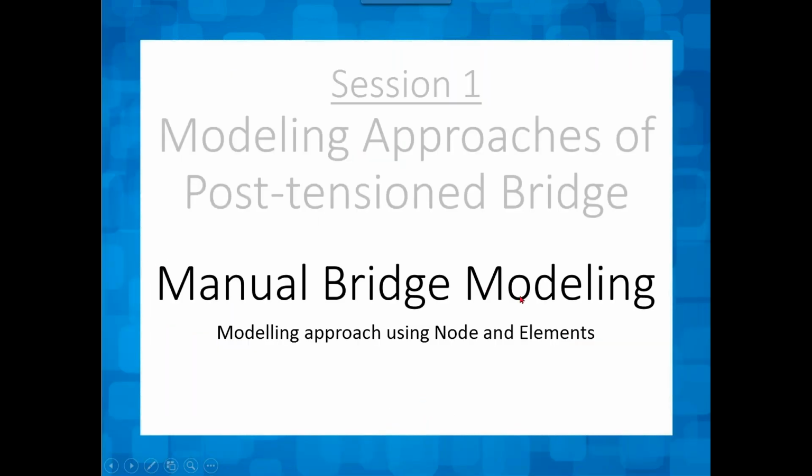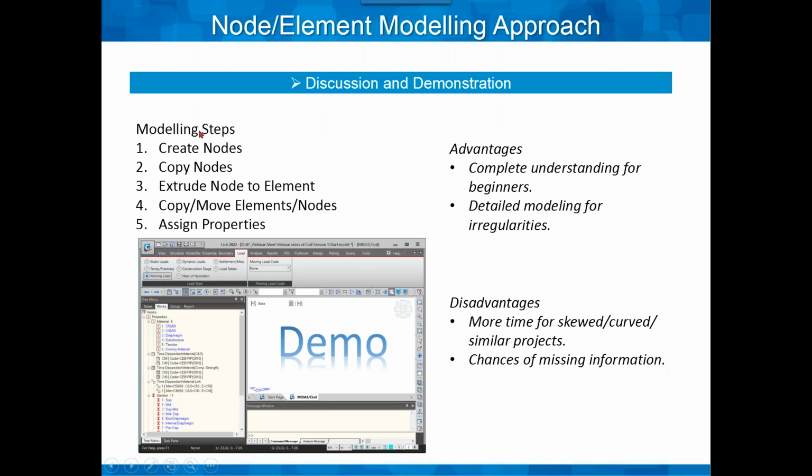Let us start with the modeling with the help of the manual modeling approach using nodes and elements. The steps would include creating nodes, copying the nodes, extruding them, copying or moving the elements, and if required, changing or assigning the properties. The advantage of this manual modeling approach is that a complete understanding would be generated for beginners, those who are new to bridge design and also new to simulating bridges in software. For them, the understanding would be better with the manual modeling method.